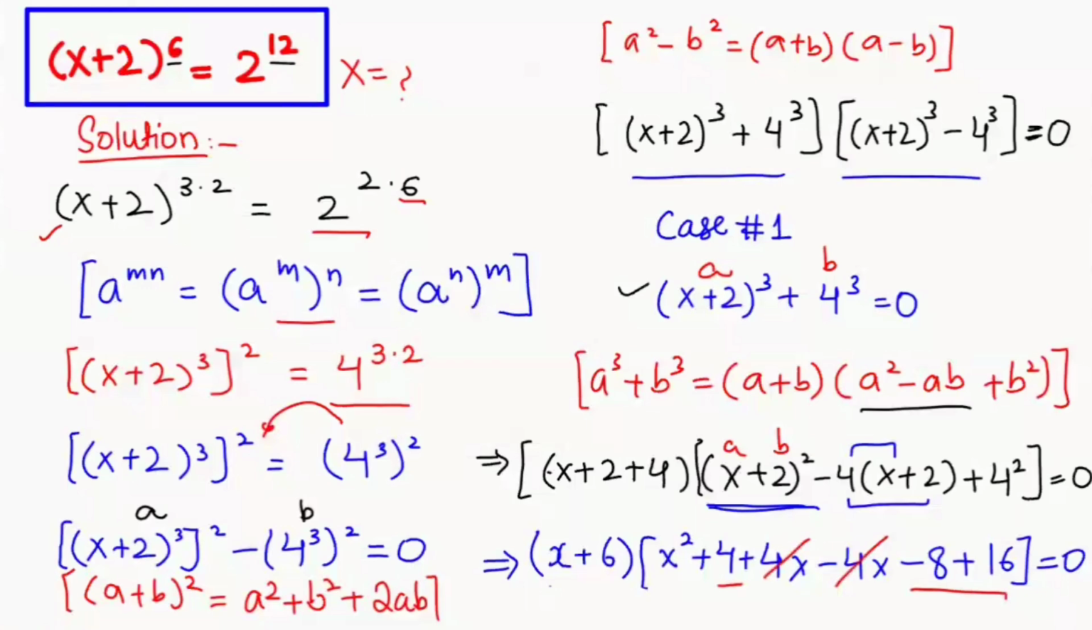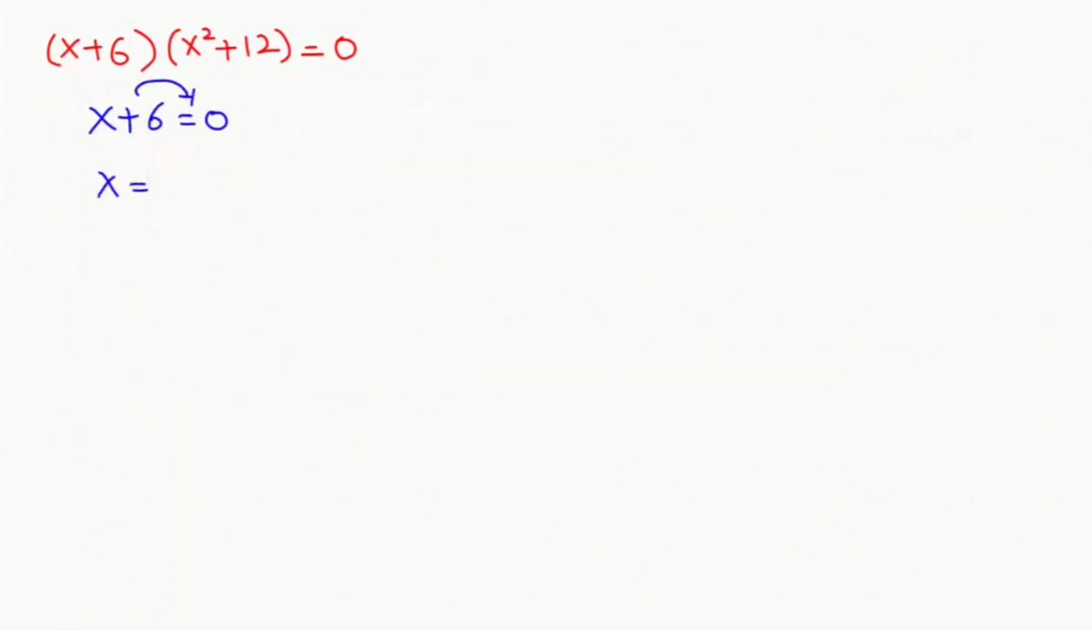So the next equation we get is (x + 6)(x squared + 12) is equal to 0. Here we again get two cases. x + 6 is equal to 0. x is equal to, I'm going to take this to the right hand side, so we will get negative 6. So this is our first x value.